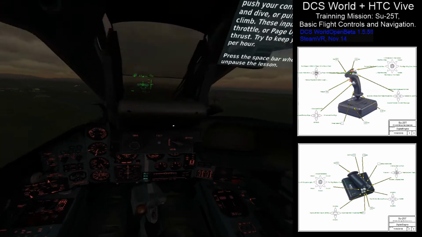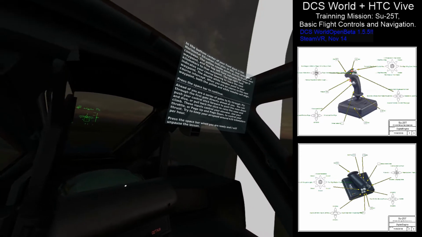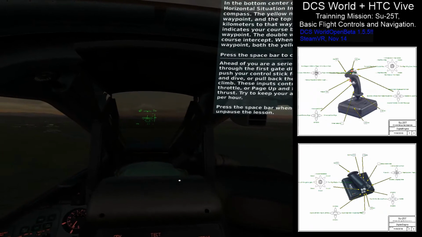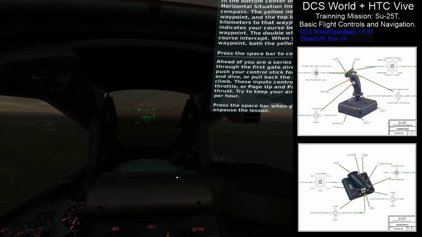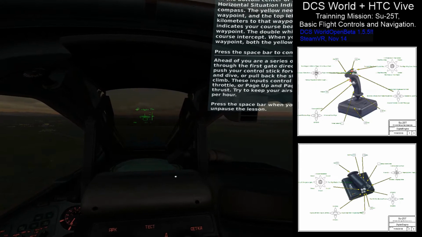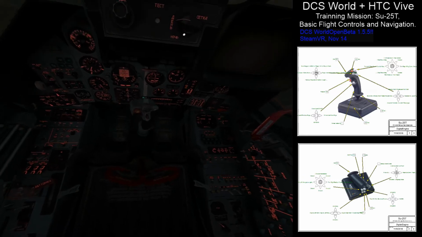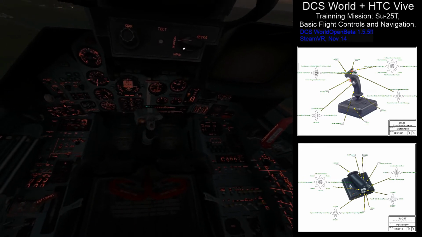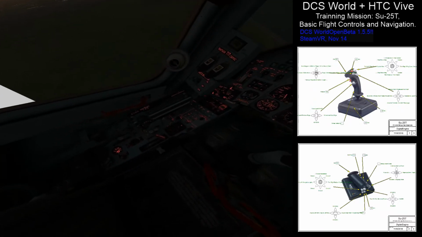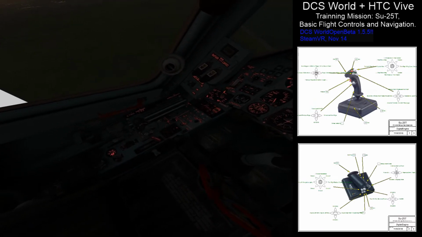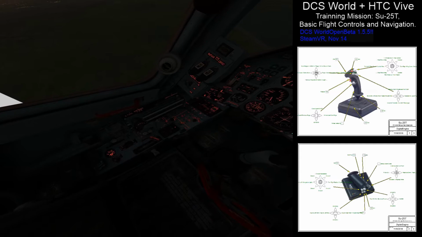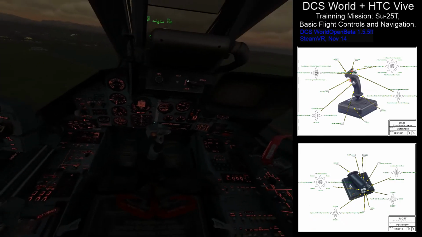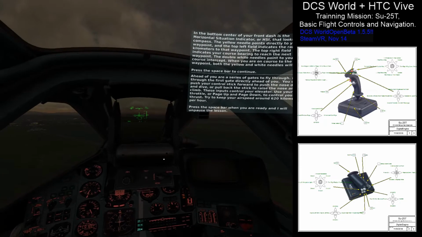Ahead of you are a series of gates to fly through. Fly through the first gate directly ahead of you. You can push the control stick forward to push the nose down and dive, or pull back the stick to raise the nose and climb. These inputs control your elevator. Use the throttle, or Page Up and Page Down, to control your thrust. Try to keep your airspeed around 620 kilometers per hour. Press the spacebar when you're ready, and I will unpause the lesson.